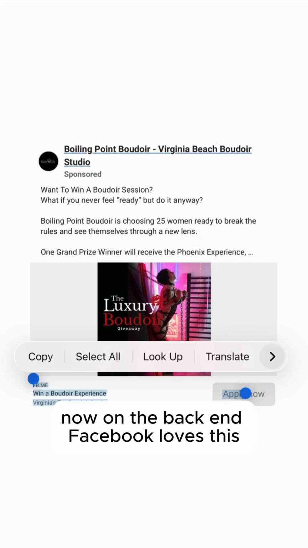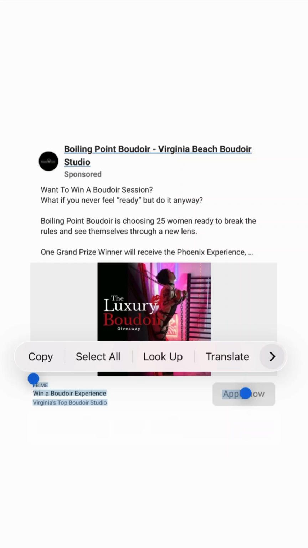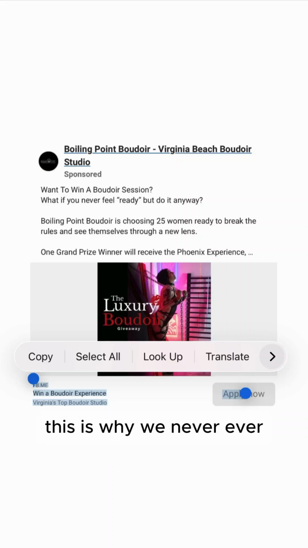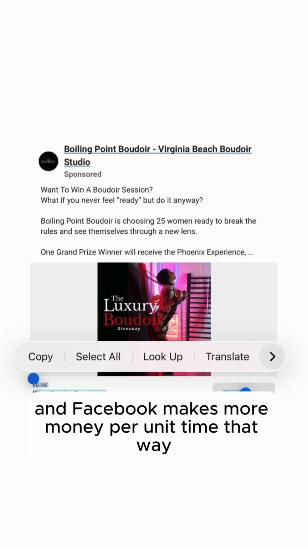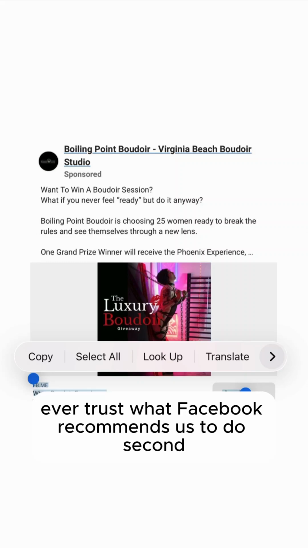Now, on the back end, Facebook loves this because the more women scroll by our ads out of 100, lowering our unique CTRL, Facebook can serve more ads per unit time. Facebook makes more money per unit time that way. And we waste and lose more money per unit time. That's why we never ever trust what Facebook recommends us to do.